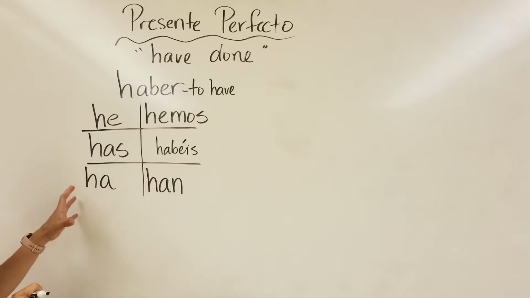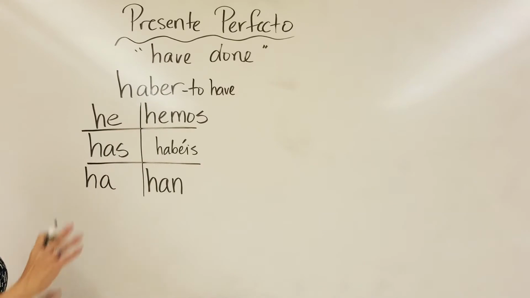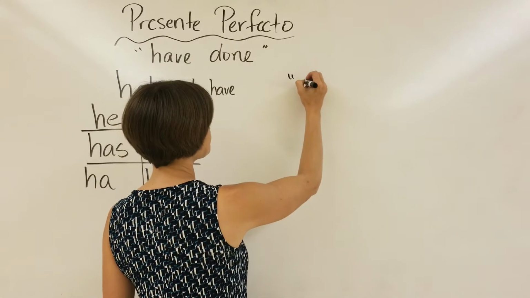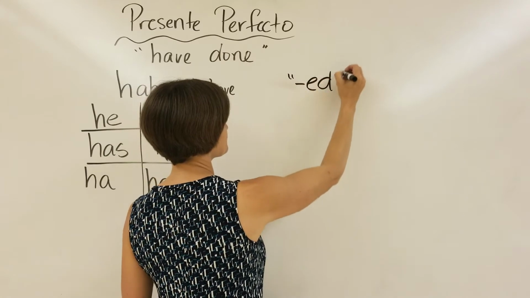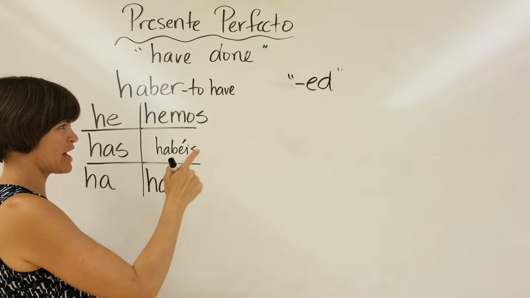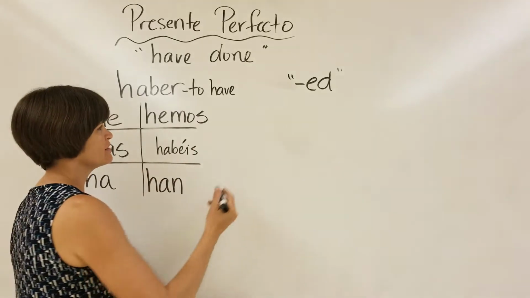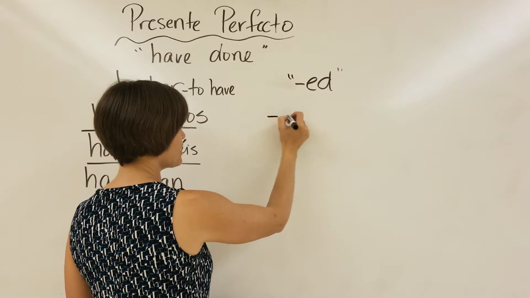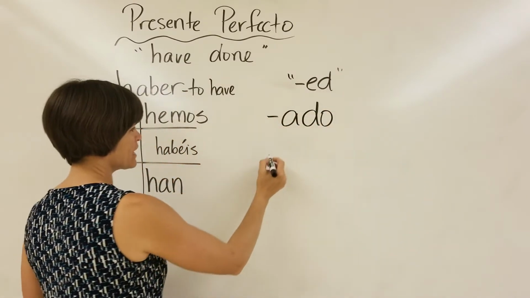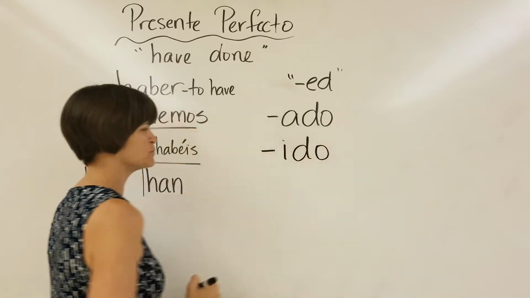So we start with this. This means I have, you have, he has, we have, they have. And then we have like the ed form of the verb. In English, we add ed, like I have walked, you have listened. In Spanish, if it's an AR verb, we're going to end it with ado. And if it's an ER or IR verb, we're going to end it with ido.